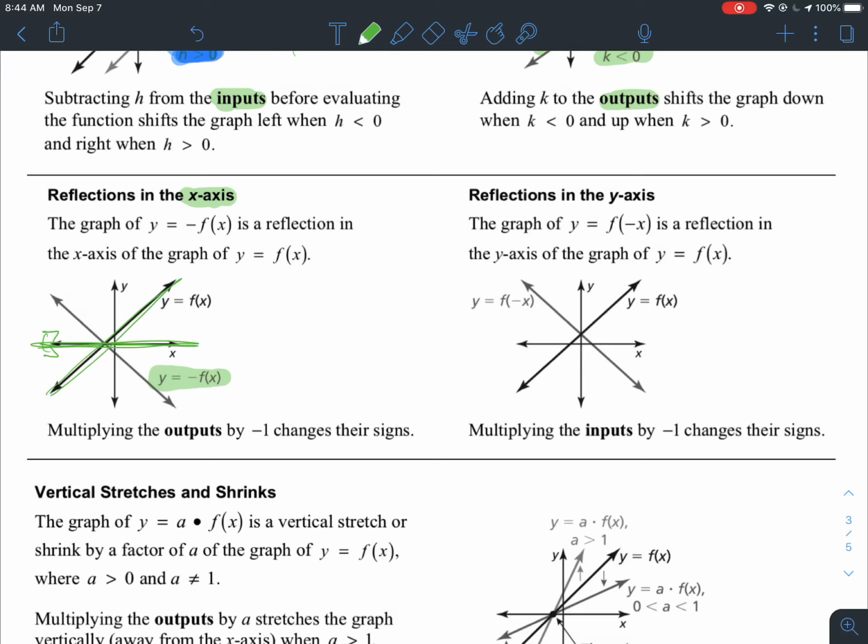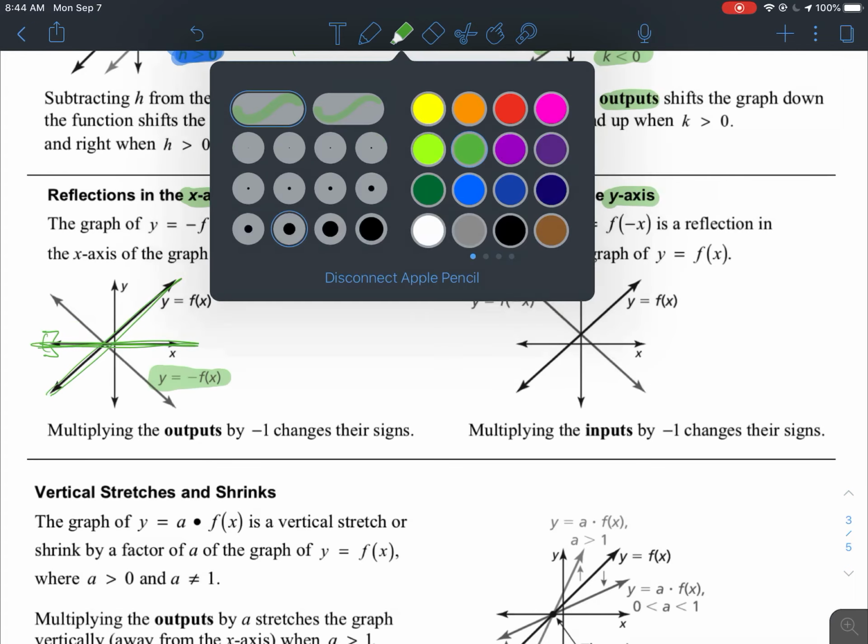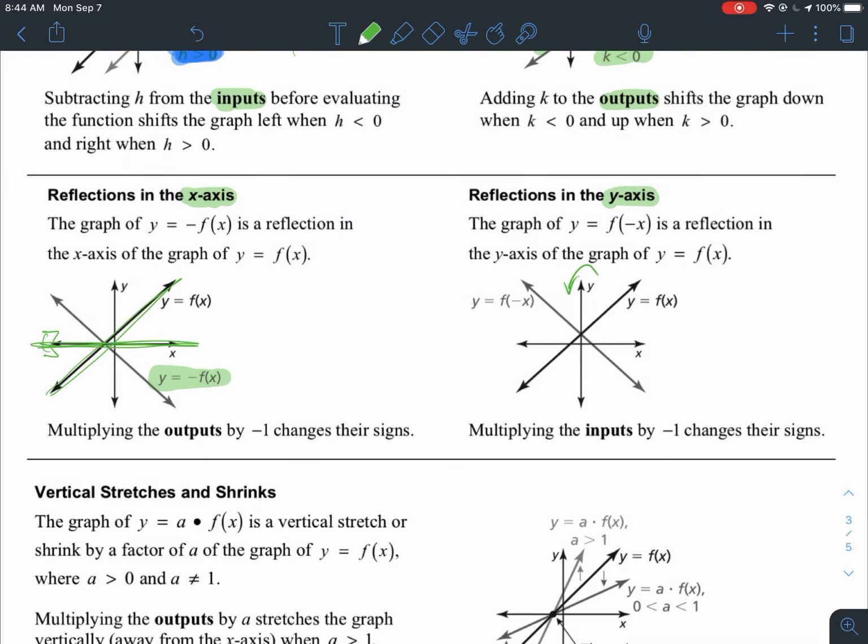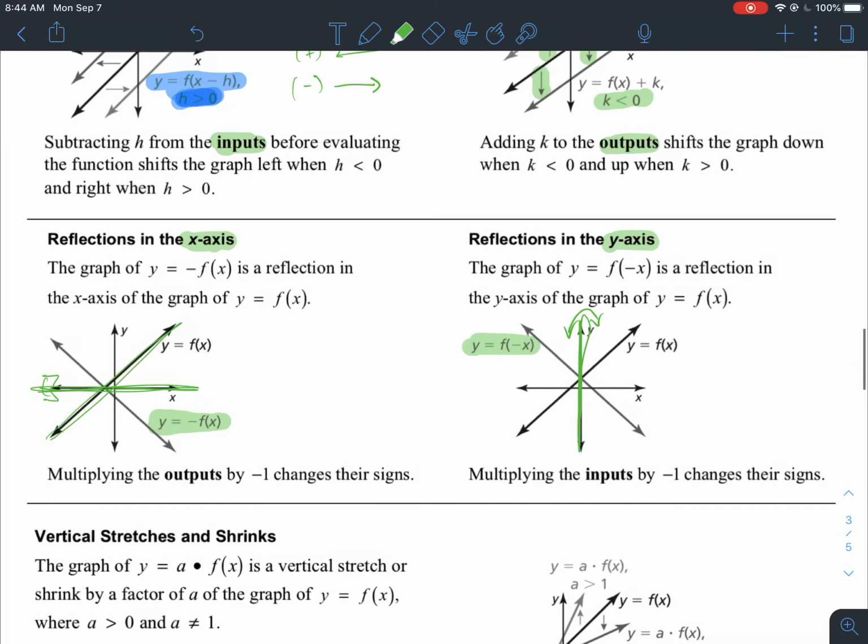reflection compared to reflections across the y-axis. You can see here that now we're reflecting across the y-axis line right here. It's like we're mirroring it across the y-axis. And that looks like this whenever you have a negative x inside of your parentheses, okay? Again, notice that we're talking about inputs right here and outputs right there. On the outputs for the vertical, I'm going to write that in here. This is a vertical reflection, and this is a horizontal reflection.